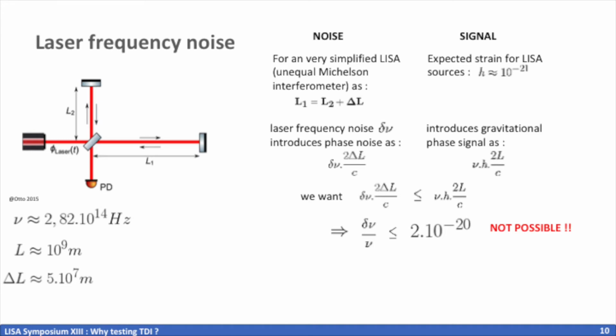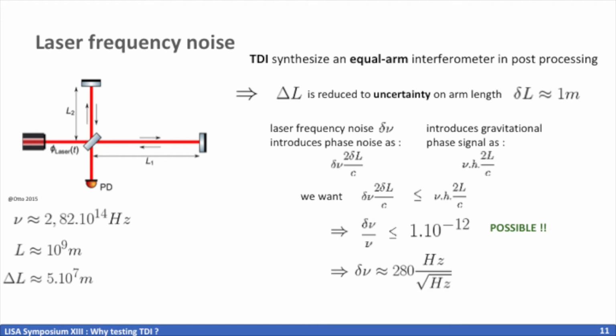Now, we know that a gravitational wave will introduce a phase signal proportional to the laser frequency and to the arm length. By imposing a gravitational signal greater than laser phase noise, the relative frequency deviation of the laser must be smaller than 2 times 10 to the minus 21. Of course, it's not possible. This is where TDI comes in.